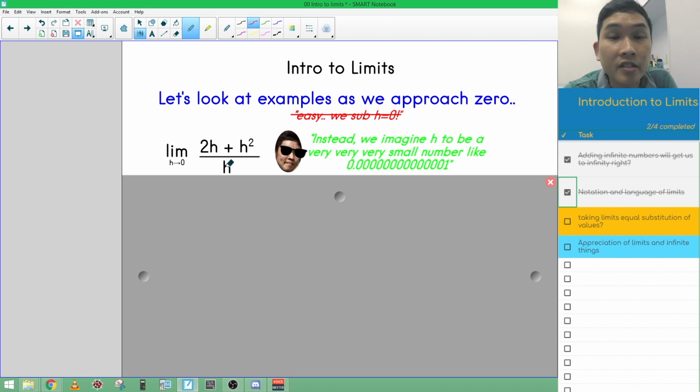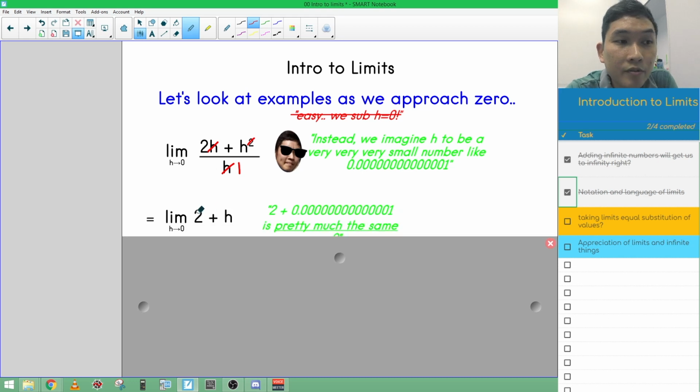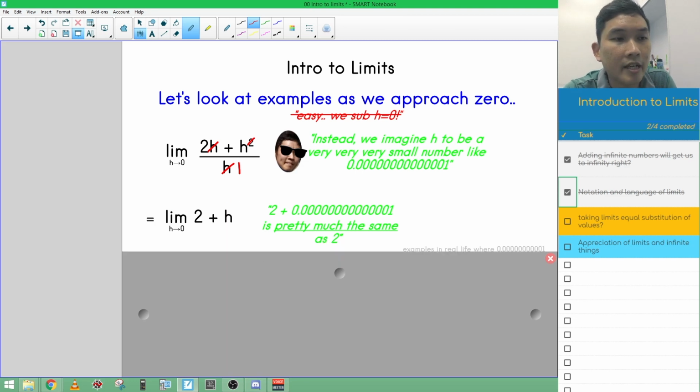Okay, maybe the denominator first. When I divide it by h, this becomes 1. I divide the numerator, this goes away, this also goes away. So what I have left is just 2 plus h. And in my next line, okay, I still have to write the lim because I've not taken limits yet, right? Lim of this expression, 2 plus h.